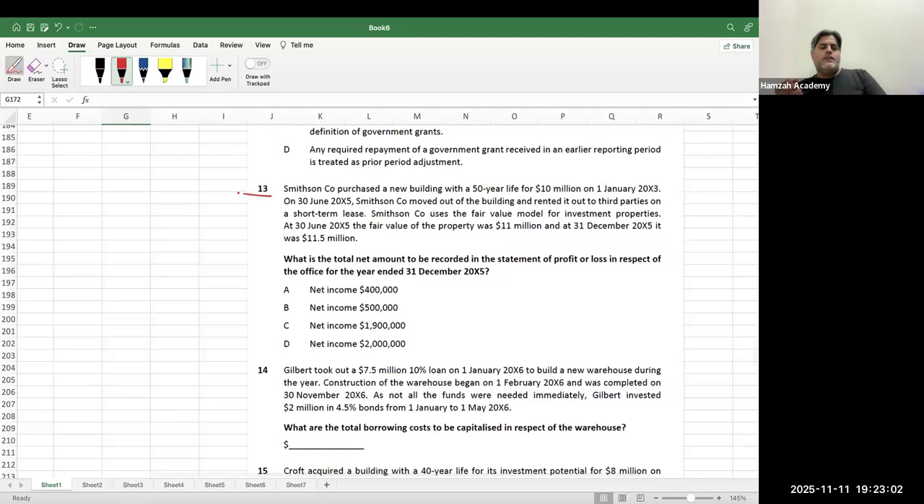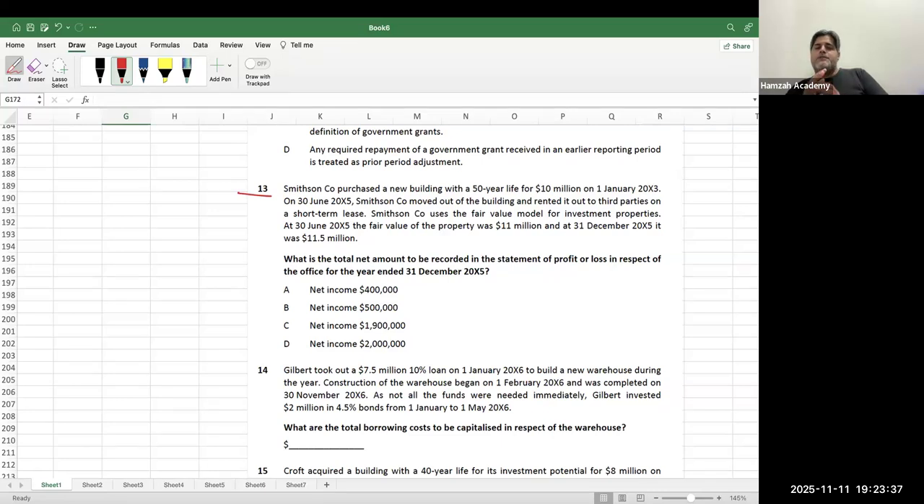Then we have the 13th one over here. Smiths and Company purchased a new building with a 50-year life for 10 million on 1st January 20x3. On 30th June 20x5, Smiths and Company moved out of the building and rented it out to third parties on a short-term lease. Smiths and Company uses the fair value model for investment properties.